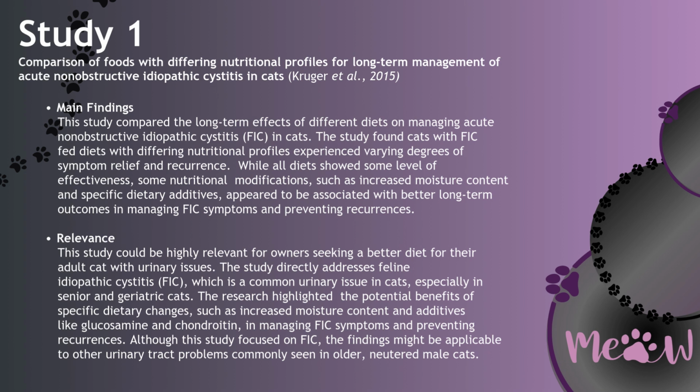I reviewed two studies when reviewing the best diets for Toby. Study 1, comparison of foods with differing nutritional profiles for long-term management of acute, non-obstructive, idiopathic cystitis in cats. The main findings of this study compared the long-term effects of different diets on managing acute, non-obstructive idiopathic cystitis, FIC, in cats. The study found cats with FIC fed diets with differing nutritional profiles experienced varying degrees of symptom relief and reoccurrence. While all diets showed some level of effectiveness, some nutritional modifications, such as increased moisture content and specific dietary additives, appeared to be associated with better long-term outcomes in managing FIC symptoms and preventing reoccurrences.